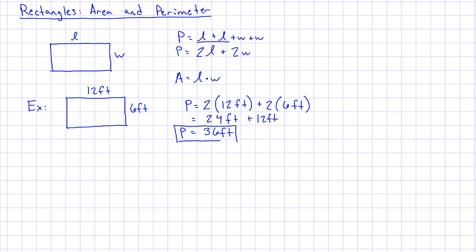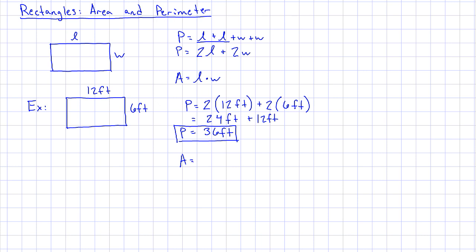Now, this should make sense that it's feet instead of square feet, which is area, because if I was building a fence, right, I would need that many feet worth. That would be how much I need in order to surround this zone. That's what you need for the perimeter.